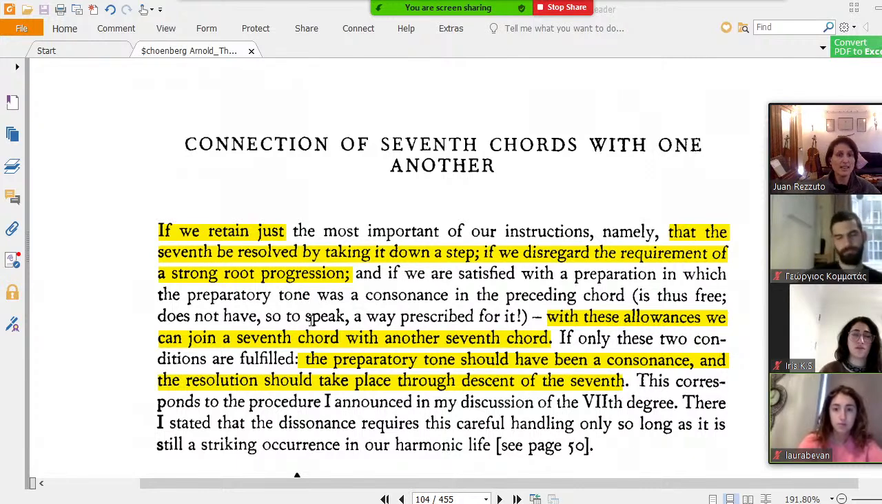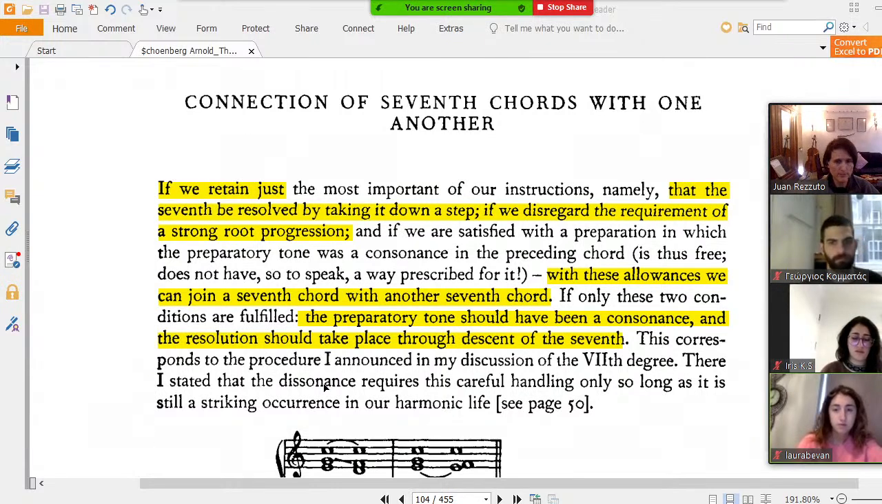He doesn't say, and then we disregard the movement of the root. So when the result has to be a consonant. With these allowances, we can join a seventh chord with another seventh chord, if only these two conditions are fulfilled. The preparatory tone should have been a consonant, and the resolution should take place through descent of the seventh.